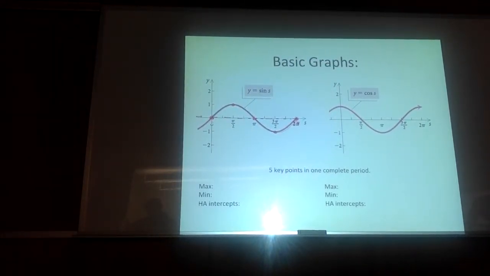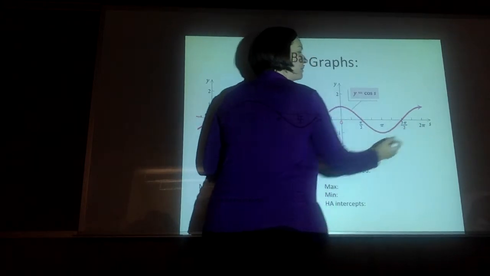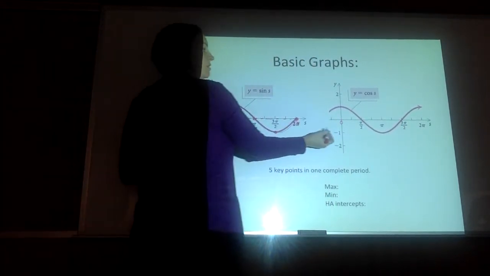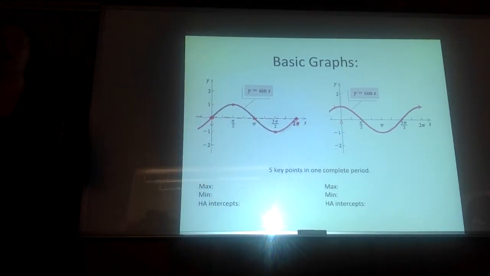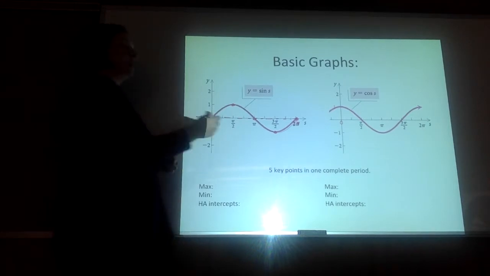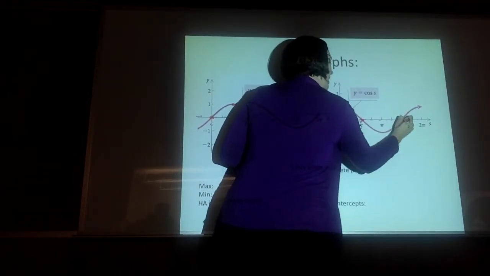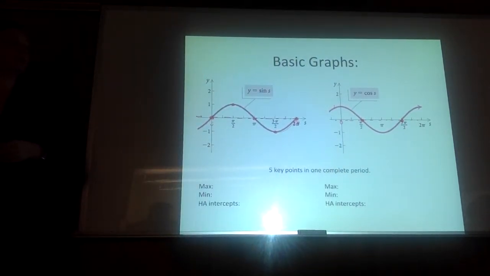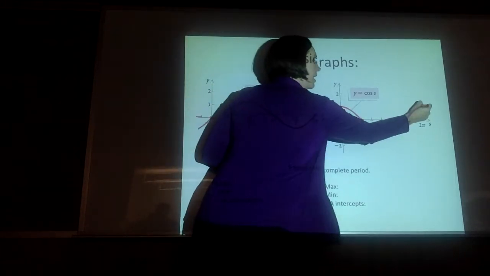Now, moving on to cosine. Cosine is going to have the same 5 key points, 0, pi over 2, pi, 3 pi over 2, and 2 pi. It also has the same y values from -1 to 1. However, cosine only has 2 points on the center line. So here's my center line, center of my wave. I've only got 2 points. They are at pi over 2 and 3 pi over 2. Up 1, down 1, up 1.